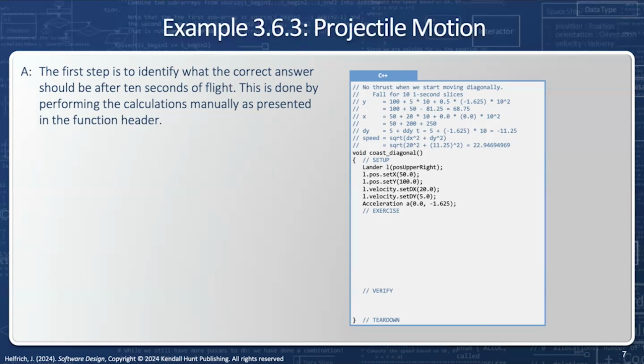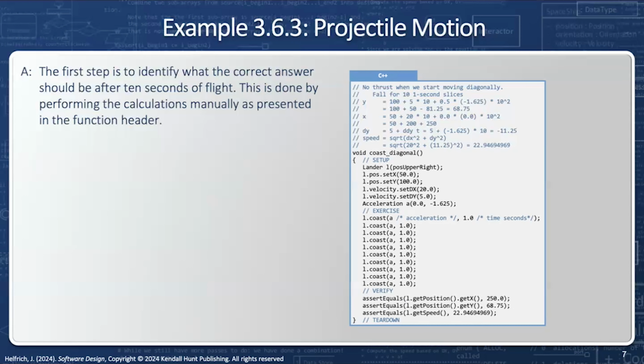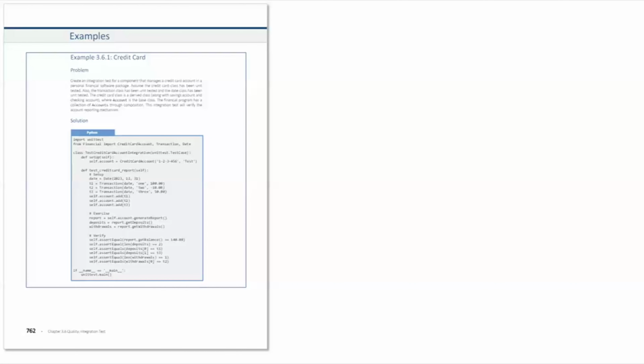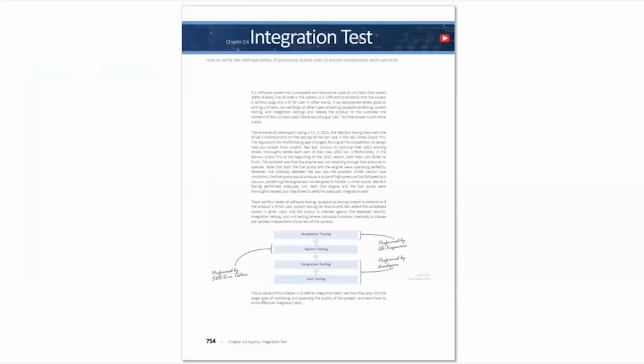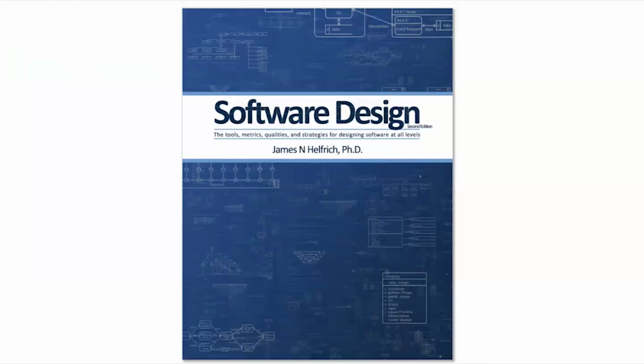And then my exercise step. What I'm going to do is go through 10 different seconds of flight. So I'm going to say coast 10 times with my given acceleration for 1 second. Now, this should be exactly the same as if I coasted for 10 seconds. In other words, we want to make sure that we got our coast done correctly. When I verify, I want to make sure that my position is what I expect it to be and my speed is what I expect it to be. And since it's correct, then we know that it works. This is example 3.6.1, .2, and .3 in the integration test chapter of the software design textbook.